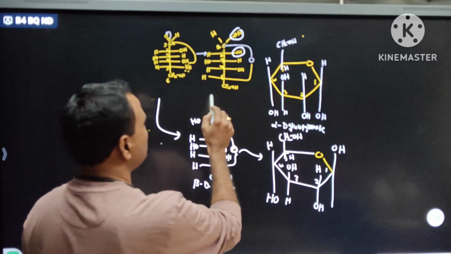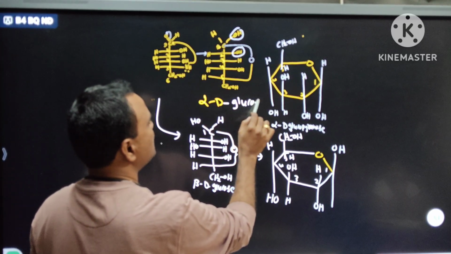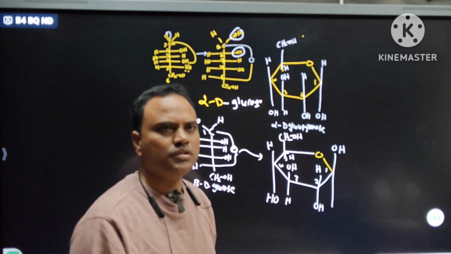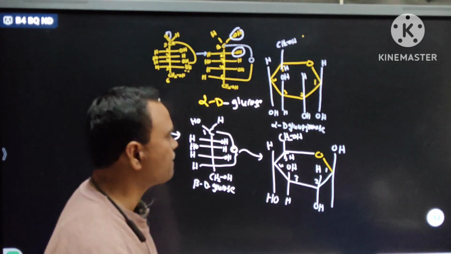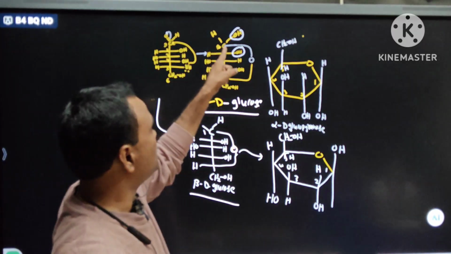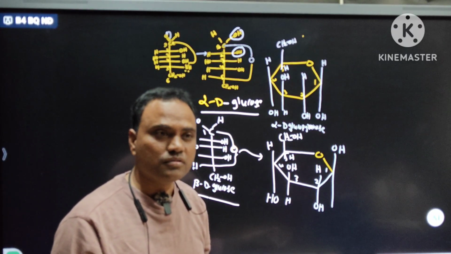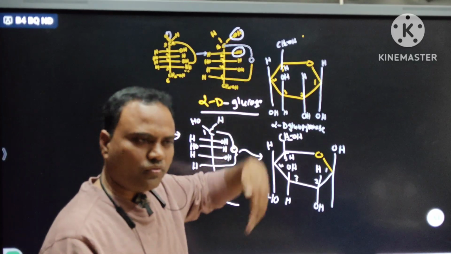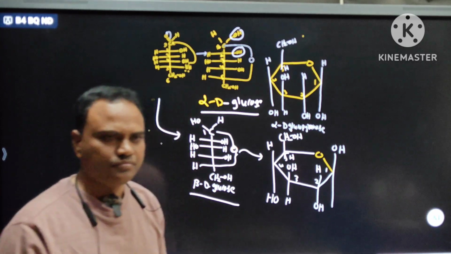Alpha, beta. Alpha means the OH at the first carbon is on the right side. D stands for, did you listen to yesterday's class, Adiba? I explained in yesterday's class what is D and what is L. Alpha means at the first carbon the OH is on the right side. Capital D means, going from the bottom to top, if the OH is on the right side, that is capital D; otherwise capital L.